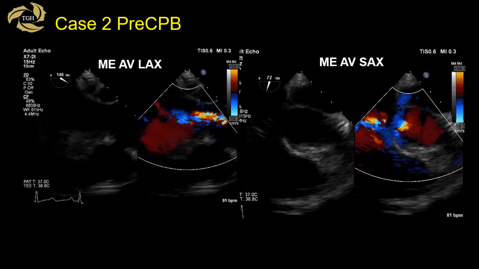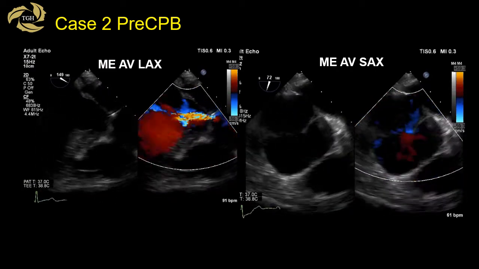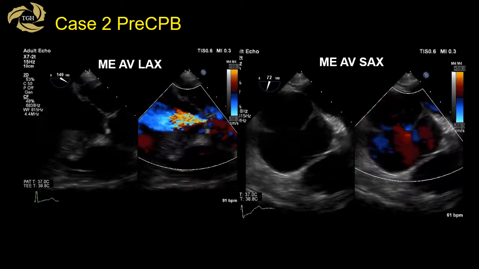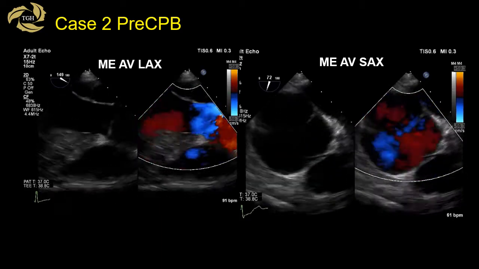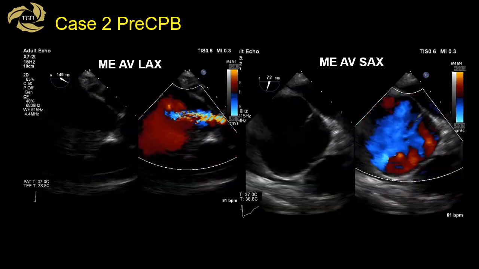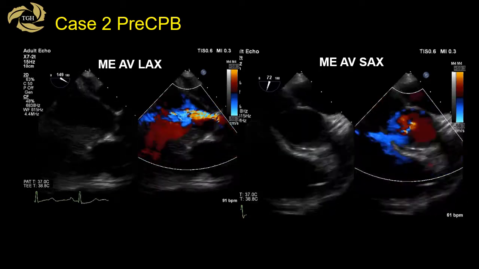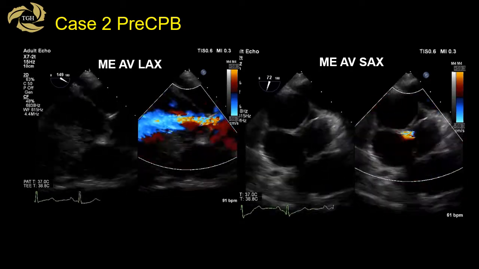Color Doppler at a Nyquist of 58 centimeters per second shows a central jet of AI in the mid-esophageal aortic valve long-axis and short-axis views. The mid-esophageal aortic valve short-axis view shows large cusps with thinned edges and central malcoaptation.